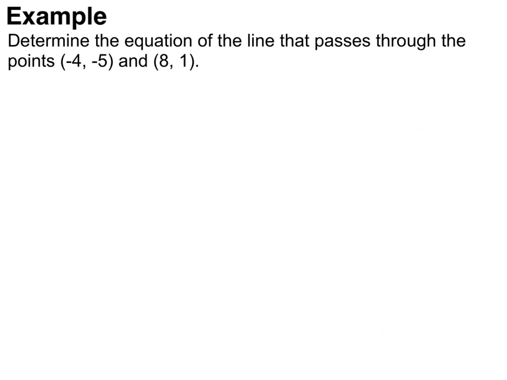We're going to determine the equation of a line that passes through the points (-4, -5) and (8, 1). So basically, this is what the picture looks like. We have a point at (-4, -5) and (8, 1). We're going to be asked to find the equation of that line. So again, the two things that we need, we're going to need slope, which we call m, and then we're also then going to need to find the y-intercept.